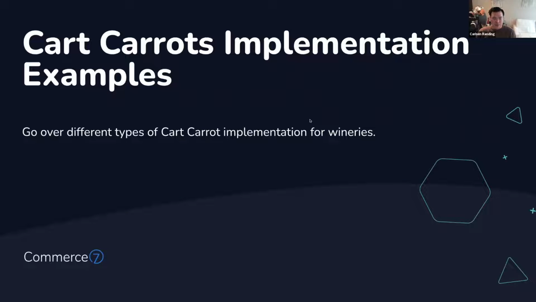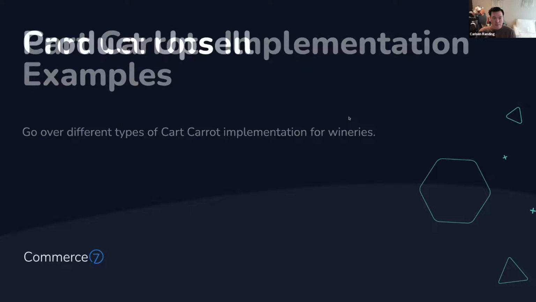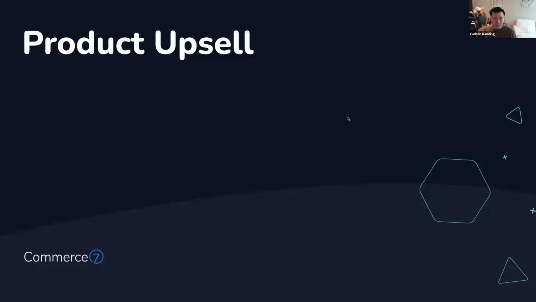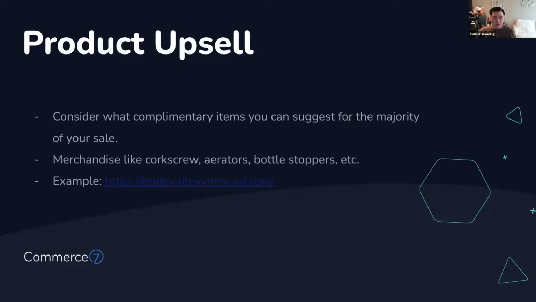So let's jump right to some examples. Awesome. So the first type of implementation of cart carrot that I want to talk about is the product upsell. So the product upsell is a general recommendation for the checkout. So I'll show you what that looks like on the Brad Valley Vineyard website.